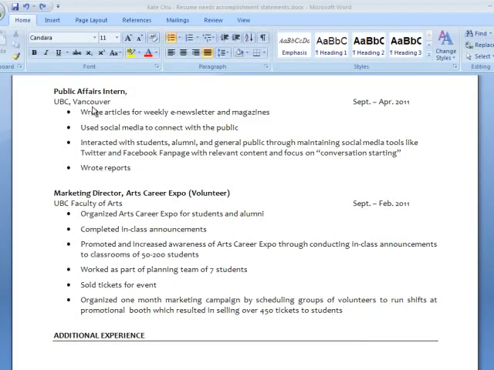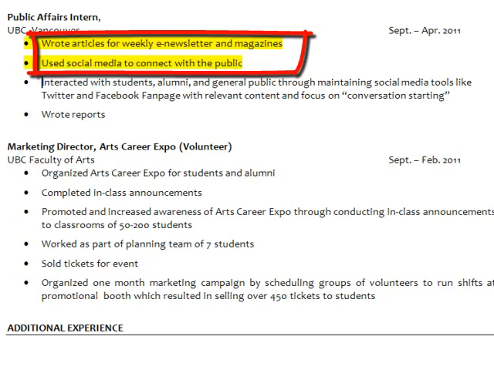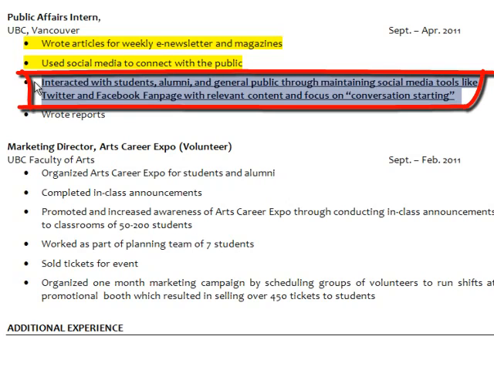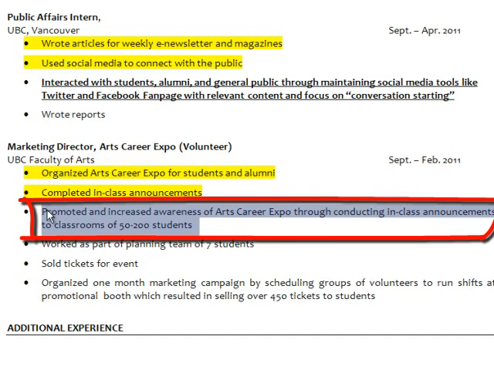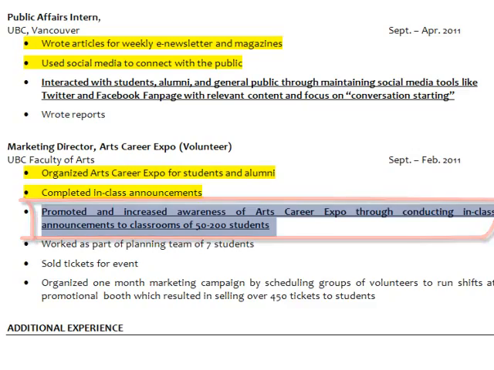A lot of resumes we see already have the verb plus task piece down, but they struggle with the results section. Results can describe a goal you accomplished, a particular outcome of your work, a skill gained. You can also talk about your work in quantitative or qualitative forms. In this second example, the result is promoting and increasing awareness for Arts Career Expo.